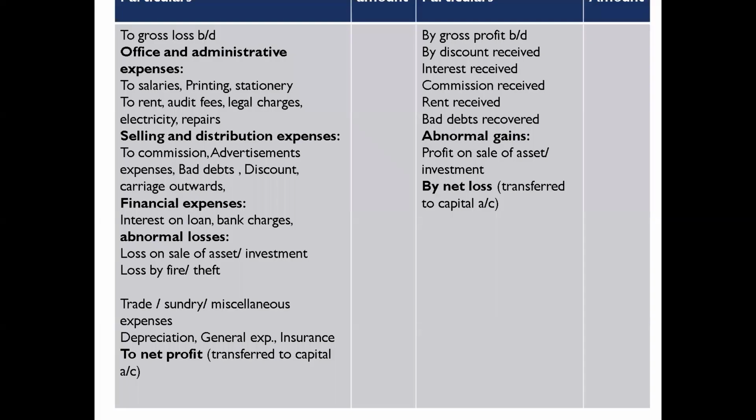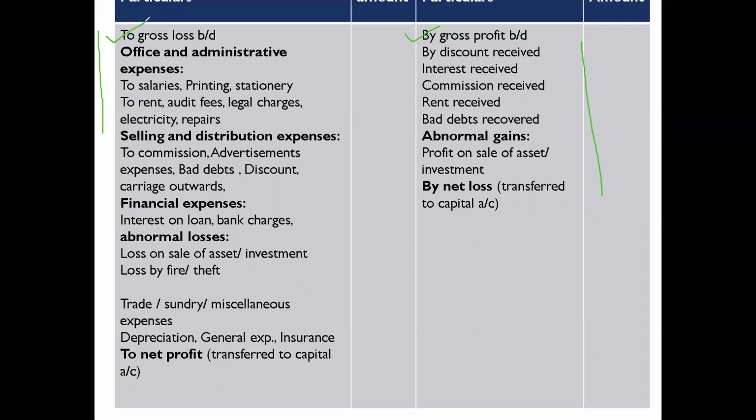Now this is the format of P&L account. So it is also a nominal account. So all the expenses will be recorded on the debit side, and the incomes will be recorded on the credit side. So we have prepared the trading account in the previous lecture. If there is any gross profit in the trading account, then it has to be transferred to the credit side of P&L account. And if there is gross loss of the company, then it will be recorded on the debit side of P&L account.